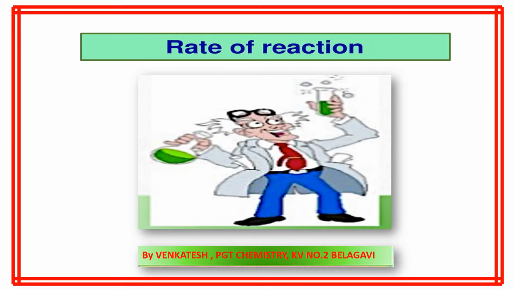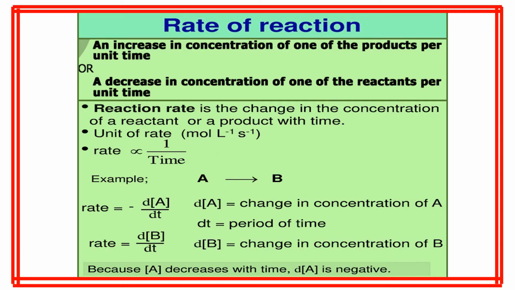Now let me see what is the definition of this rate of reaction. Generally, a very simple definition we can make: the change in the concentration of reactants or products with respect to time. This is called the definition of rate of reaction. The change in the concentration of reactant or product with respect to time, that is called what?